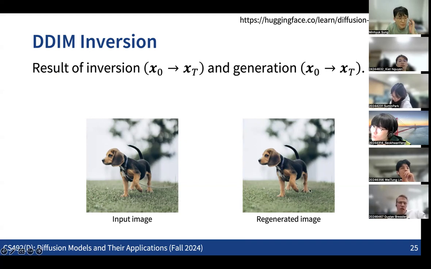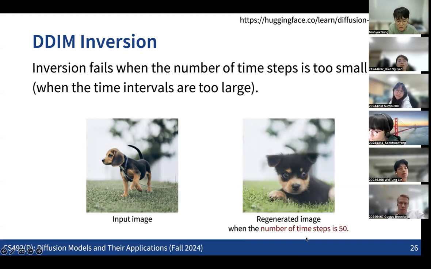But this assumption only works well when we use a very small interval for the time steps. Which means that as we decrease the number of time steps, which increases the interval between the time steps, we get results where the generation from x capital T does not perfectly reproduce the original x0. So this is the result when the number of time steps is 50.